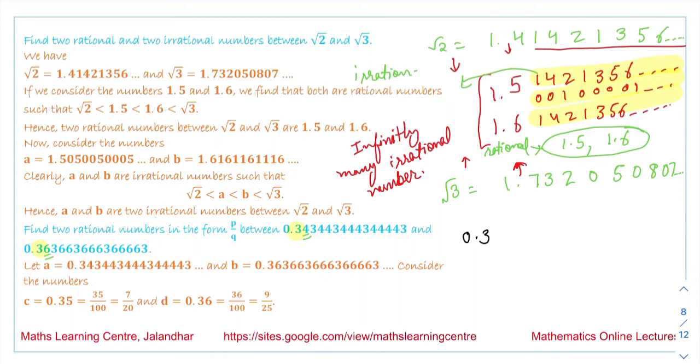So if I am writing 5 as the next digit, so we know that this 0.35, if I am talking about just this much part, 0.35 is rational and it lies between these two numbers. Now what we require is two rational numbers. So what we can do is 0.351. This is again a rational number which lies between these two numbers.